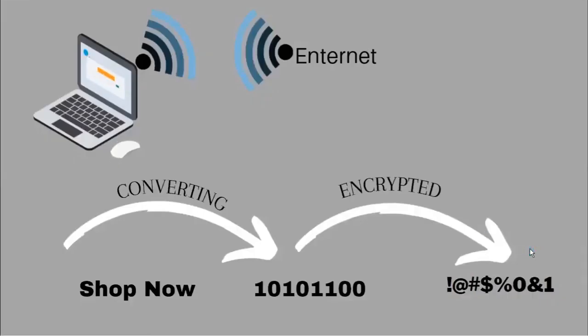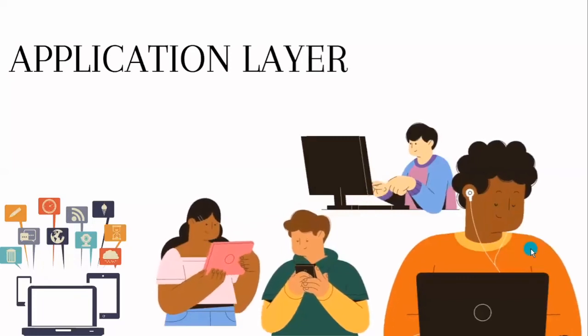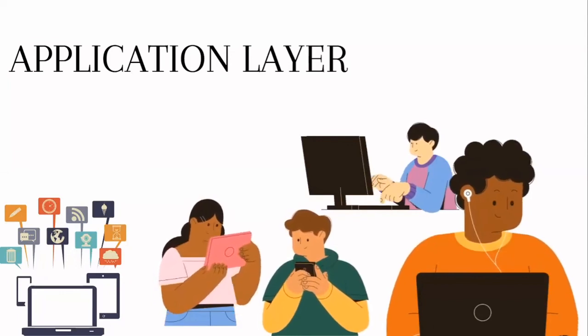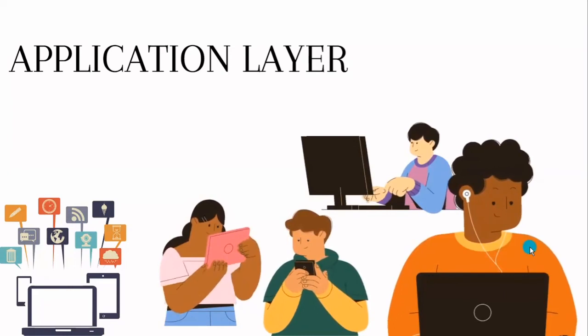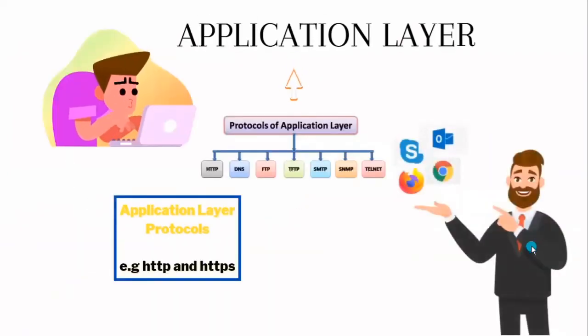So the next one is the application layer. We'll describe the layers from the top down, as the top layer is the application layer, or layer 7. This is the layer that most users interact with and will recognize. The application layer provides network services to the end user. Other examples of applications that use this layer are Office, Outlook, and Skype.